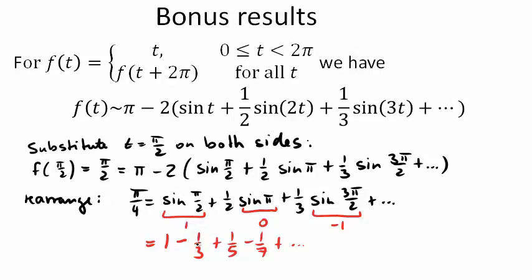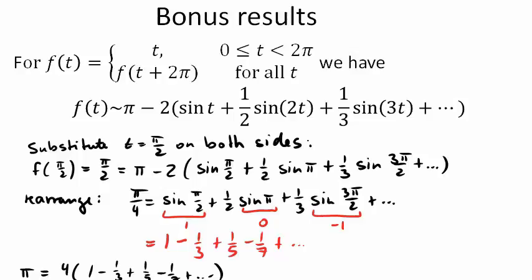That means we could also rearrange this and write this as pi equals something, and in this case that is pi equals 4 times 1 minus a third plus 1/5 minus 1/7 plus, and so on. So we now have a way of estimating pi. That is our bonus result.